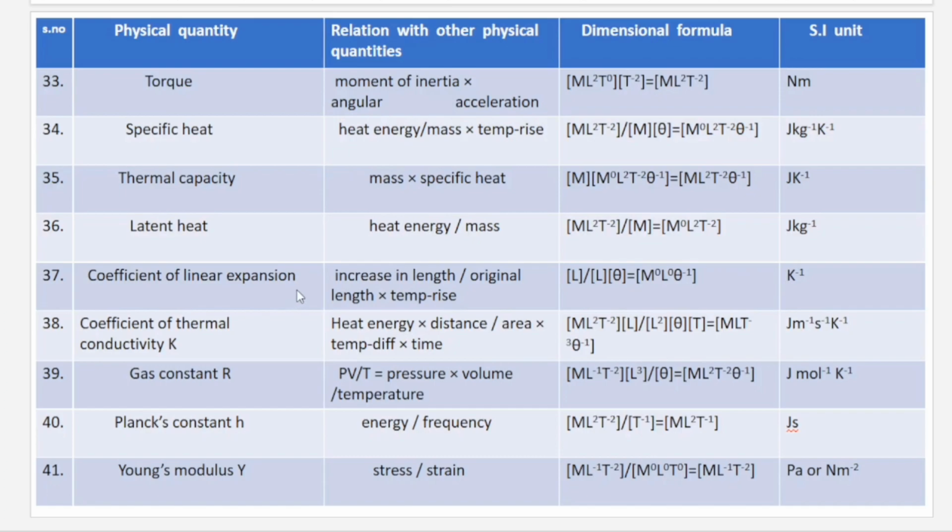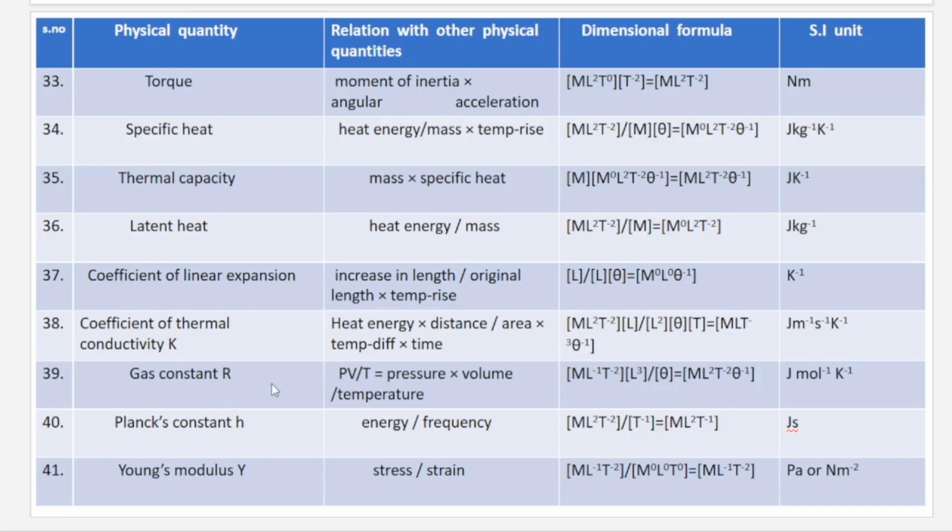Coefficient of linear expansion is increase in length by original length into temperature rise. Increase in length L by original length L into temperature rise theta. We get M^0 L^0 theta^-1. Coefficient of thermal conductivity K is heat energy into distance by area into temperature difference into time. Heat energy is M L^2 T^-2, distance L by area L^2, temperature difference theta, then time T. We get M L T^-3 theta^-1.